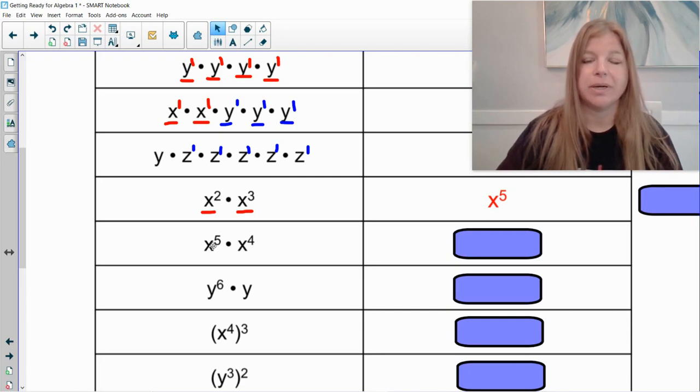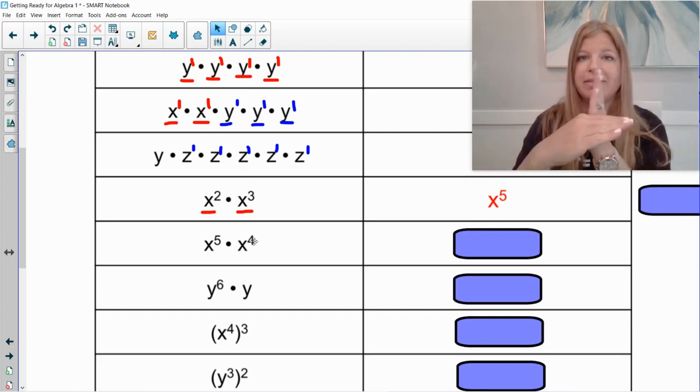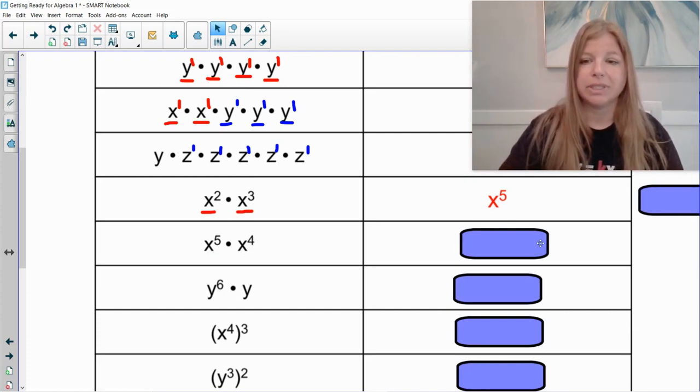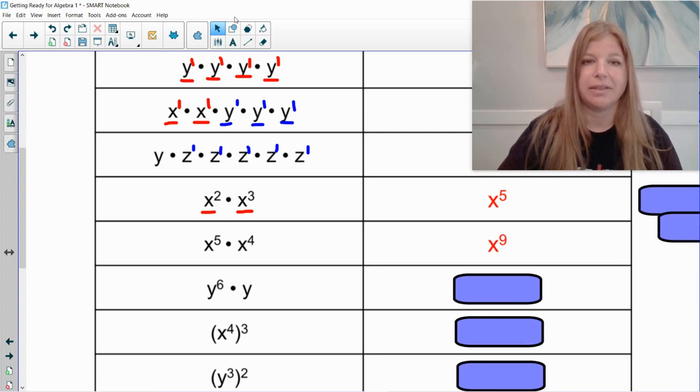Same thing for the next one. X to the fifth times x to the fourth. When we have like bases, we add the exponents. 5 plus 4 is 9, and so my answer is x to the ninth. Y to the sixth times y. Remember, anytime you see a variable and you don't see an exponent, there's really always a 1 there. So y to the sixth times y to the first would give us y to the seventh.